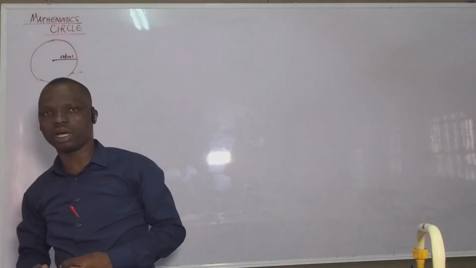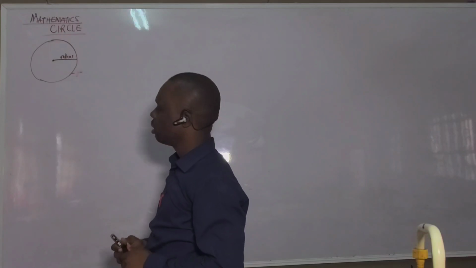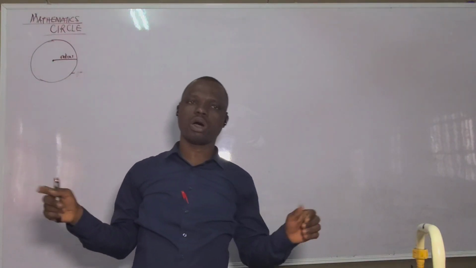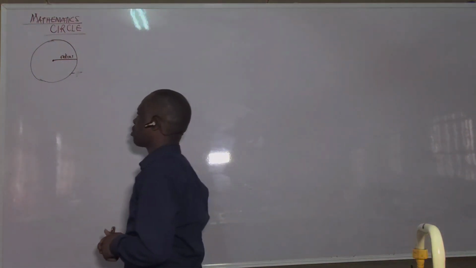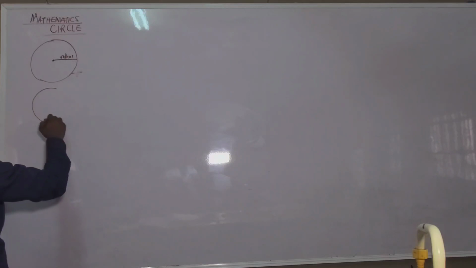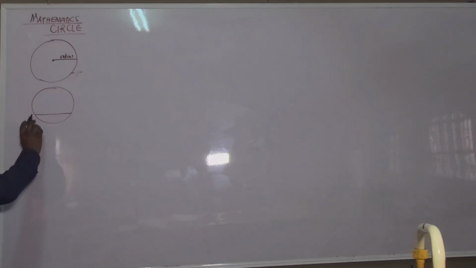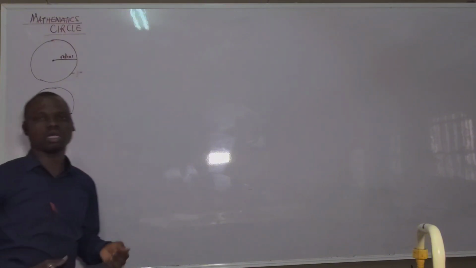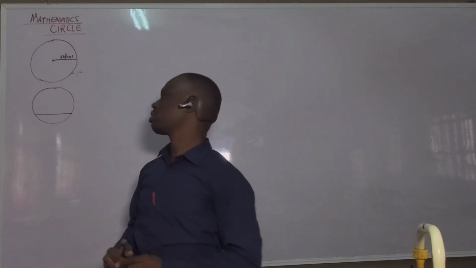Also, there is another property that we need to know, which is the chord. A chord is a line segment that joins any two points on the circumference of a circle. So when you look at the chord, this is a chord. This is the line segment, and a chord divides the circle into two segments.